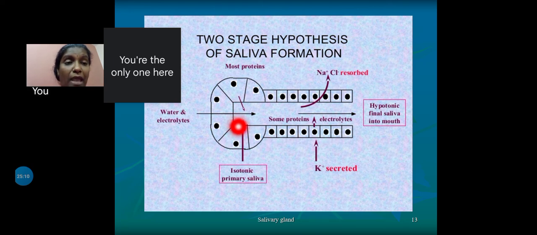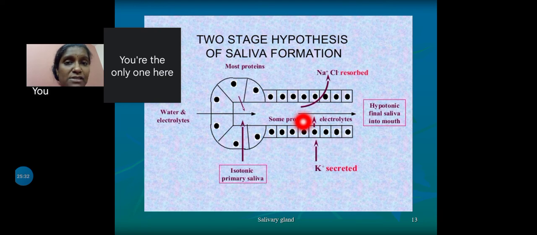Okay, so once the saliva passes through the ductal system, a lot of substances will be secreted and reabsorbed, such as potassium. If it is added, sodium will move out of the cell. So the minute sodium moves out of the cell actively, potassium is pumped actively into the ductal area in the striated duct.